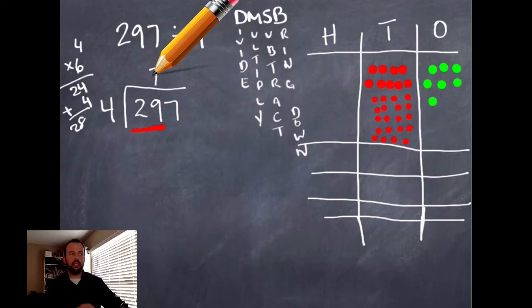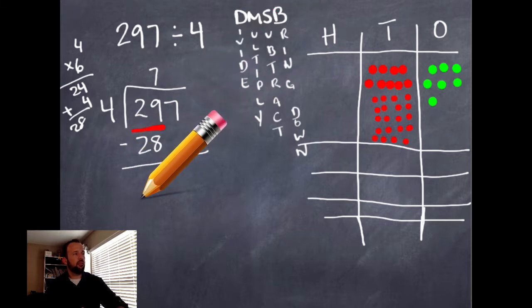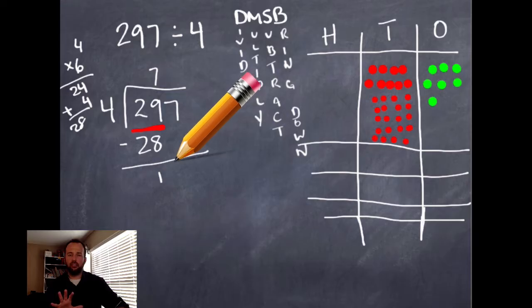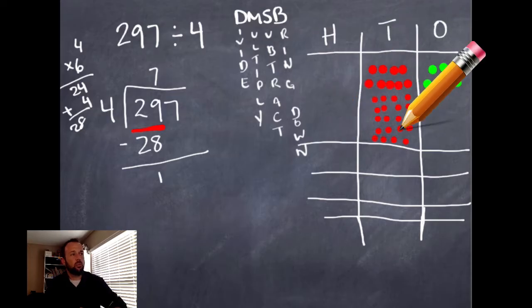Now I got to do the multiply, okay? 4 times 7, that would give me 28. Then I do my subtract part. There's 1 left over. And then I'll get to the bring down in just a second. So let's visualize with our shapes over here, with our place value disks, what's actually going on.